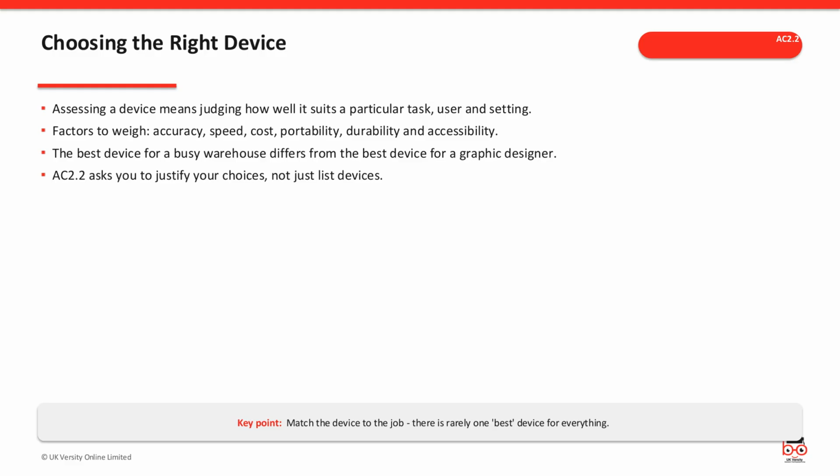Now we shift from how devices work to which one you'd actually choose. Assessing a device means judging how well it fits a particular task, person, and setting, weighing things like accuracy, speed, cost, portability, and durability. The best choice for a busy warehouse is quite different from the best choice for a graphic designer. The key is that you justify your pick with reasons rather than just naming devices.